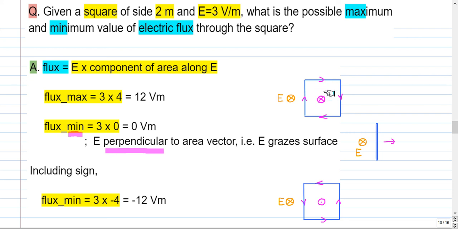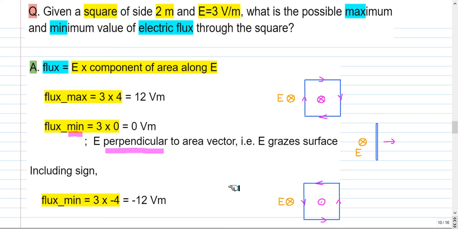Suppose I rotate this area by 180 degrees, then the direction of the area vector will be out of the plane of the paper. So the angle between the electric field and the area vector is 180 degrees. Then cos 180 is minus 1. So the flux can become negative. So it will be minus 12. If I include the sign of the flux, then the minimum flux is minus 12. But if I just look at the magnitude of the flux, then the minimum flux is 0.